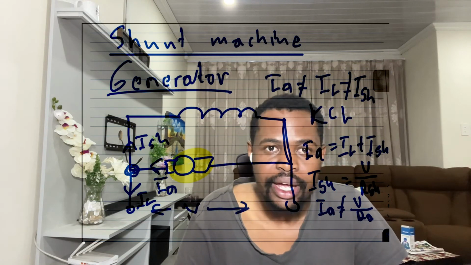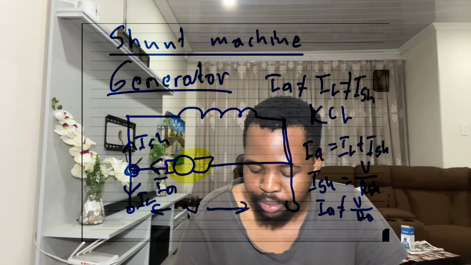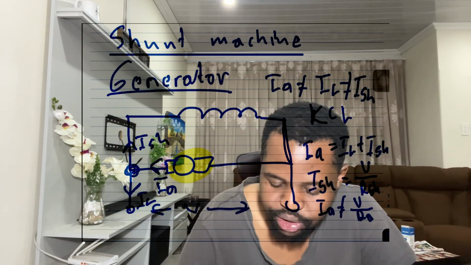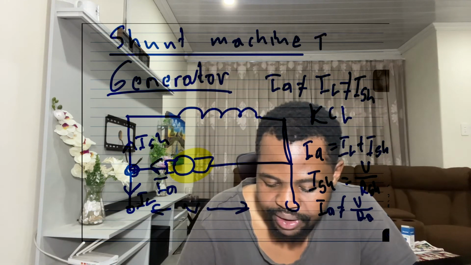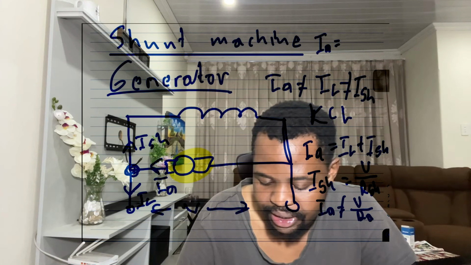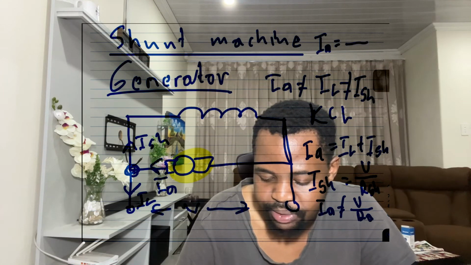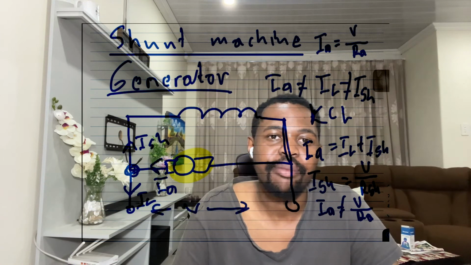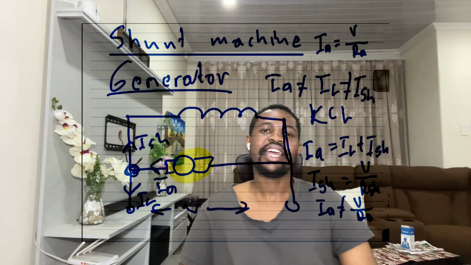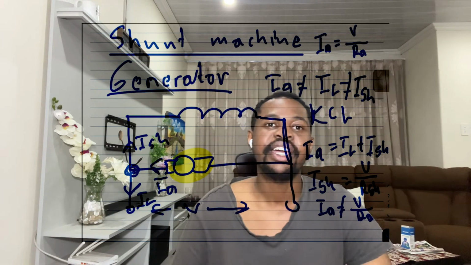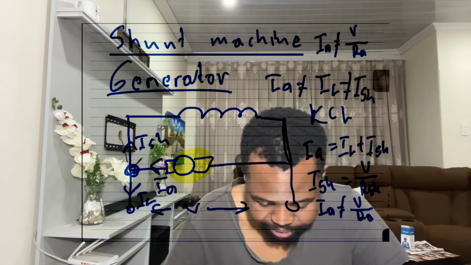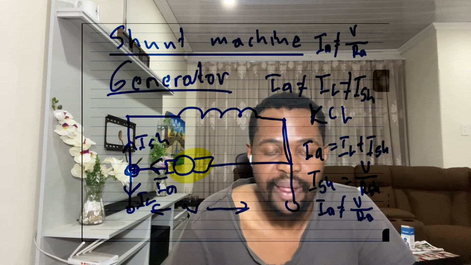Let me just explain it now. The armature current, in the case of a generator, could be said to equal V over RA, but this is only applicable when the generator is at a standstill. When it starts rotating, it's no longer applicable. Please don't use that equation, to be on the safe side.